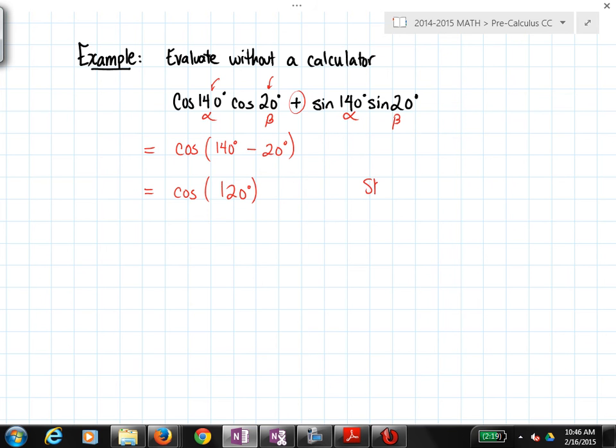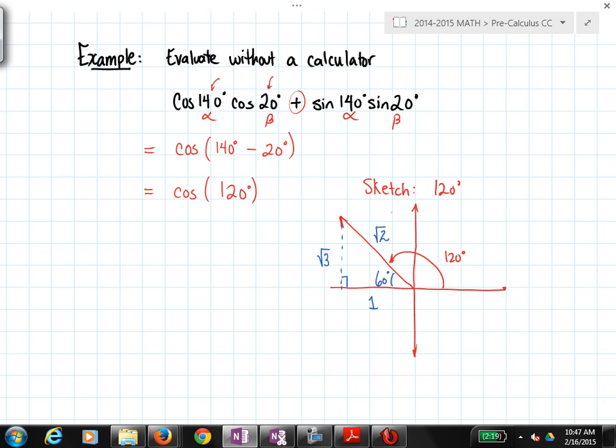So if I sketch that angle, 120 degrees, it's going to rotate this way, counterclockwise. This is the 120 degrees, but I'm going to use the reference angle, which is 60 degrees. And what goes opposite to 60? Square root of 3. Adjacent is 1. And the hypotenuse is not square root of 2, sorry, just 2. Based on its location, this 1 should be negative.